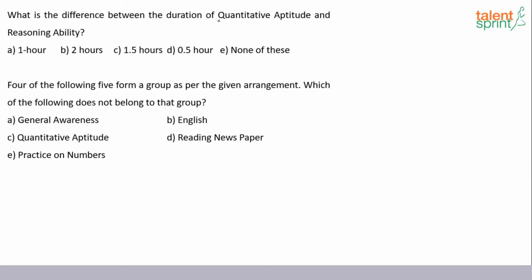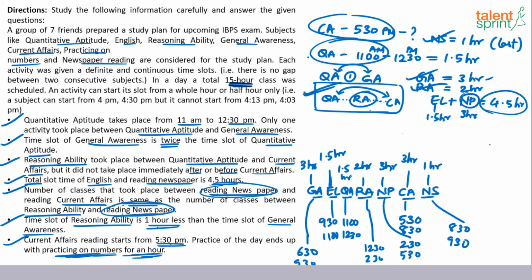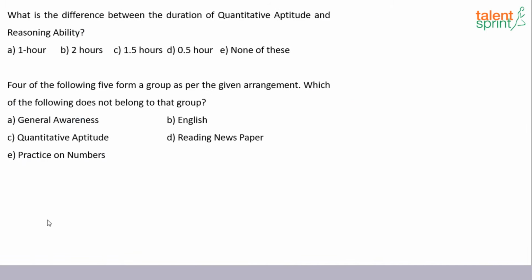What is the difference between the duration of quant and reasoning? Quant is 1.5 hours. Reasoning is 2 hours. So the difference is half an hour, 0.5 hours. Last one. 4 of the following form a group as per the given arrangement. Which of the following does not belong to that group?